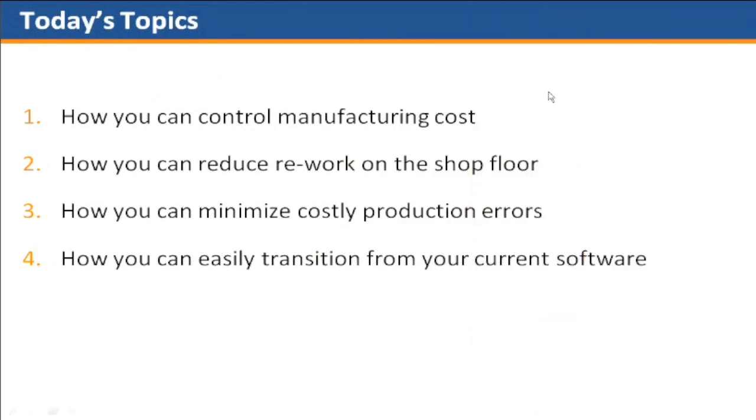So today, the topics that we're going to be covering are four main things in terms of SolidWorks and manufacturability. How can you control your manufacturing costs? How can you reduce any rework on documents and files that go to the shop floor? We're going to talk a little bit about how you can minimize costly production errors, and also how you can easily transition from your current software, whatever it is, to SolidWorks.